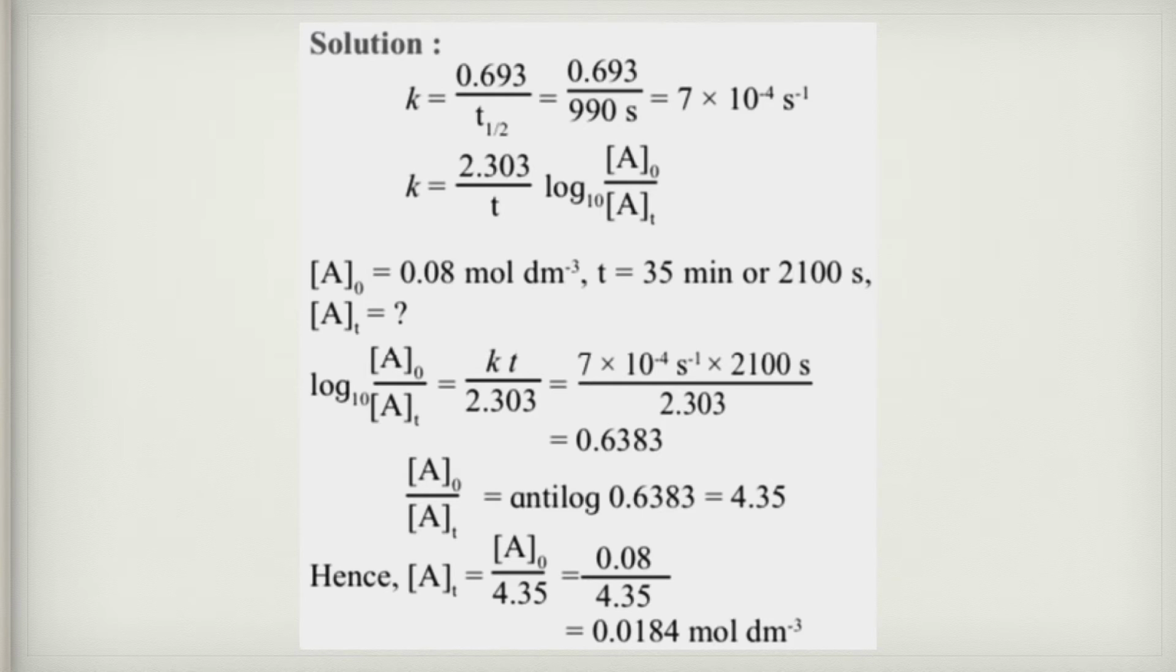So now it is again simple. What is AT equal to? AT will be equal to A naught upon 4.35. After substituting the value of A naught, I'll get the answer as 0.0184 mole per dm cube. You can directly put all the values and find out the answer. You will get the same answer.